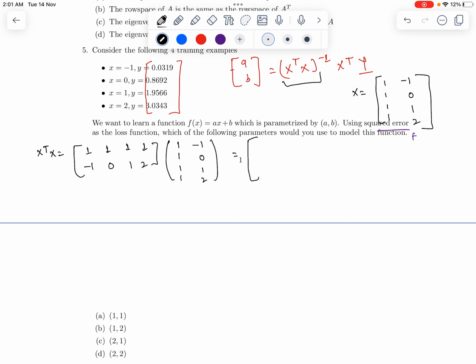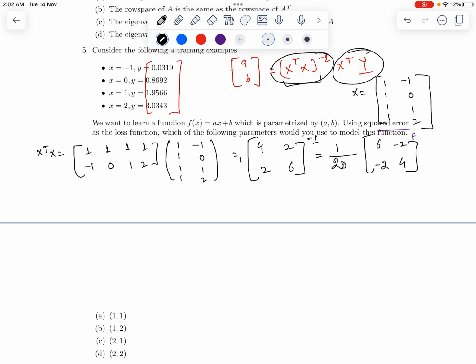So how much will you get? 4 and 2, plus 1 is 3, minus 1, so 2. Here you will get 2, and 4 plus 1 is 5, plus 1 is 6. Now you have to take the inverse of this matrix. So 1 divided by the determinant, 24 minus 4 is 20, and then 6, minus 2, minus 2, 4.